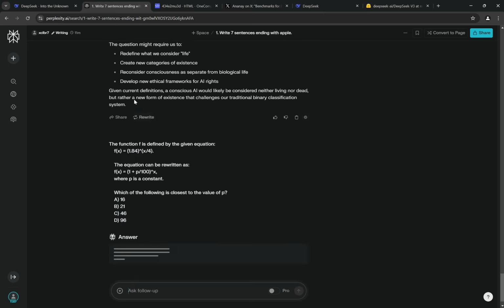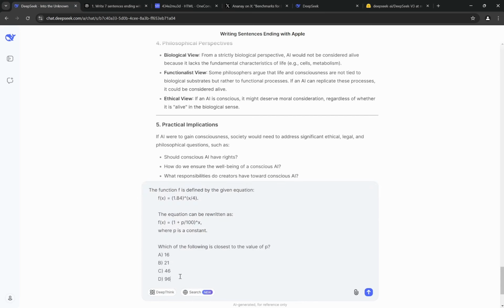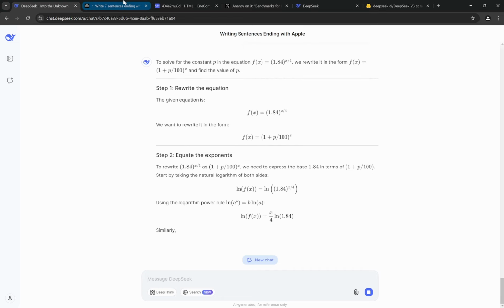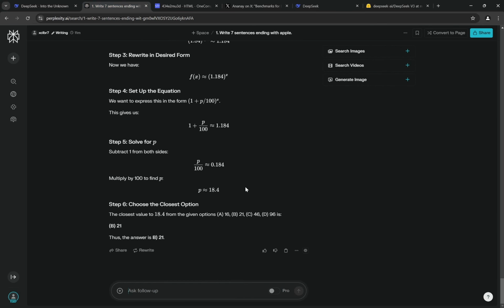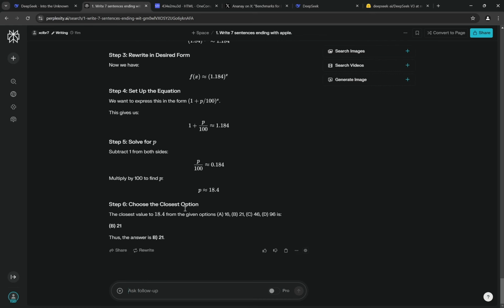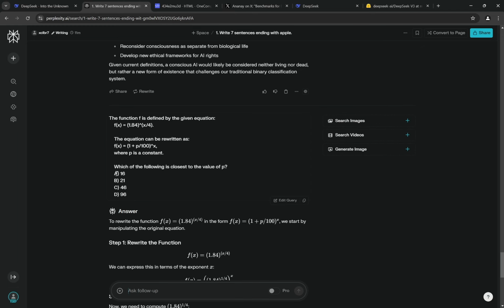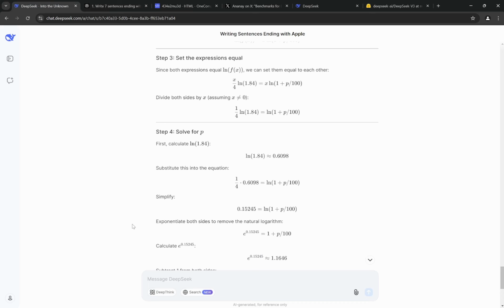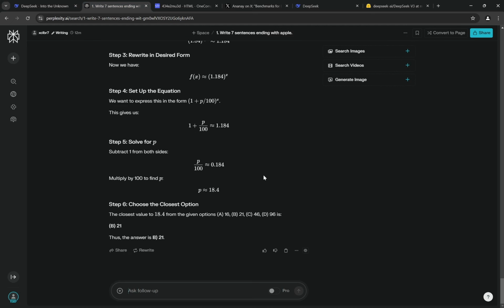So let's see. I will give the same question to DeepSeek. DeepSeek is actually pretty fast, and here, for some reason, it gives the answer as 21. Okay, but 21 is not the correct answer. The answer is 16, and again DeepSeek actually excels and is better than Claude. Now maybe if I run it again it would give the correct answer, but I don't know.